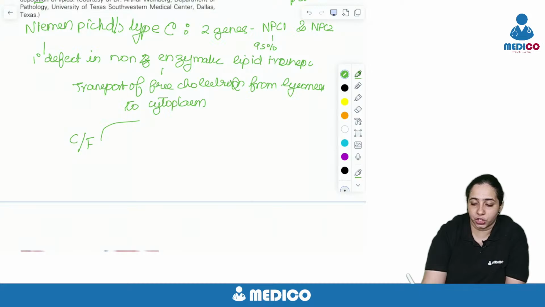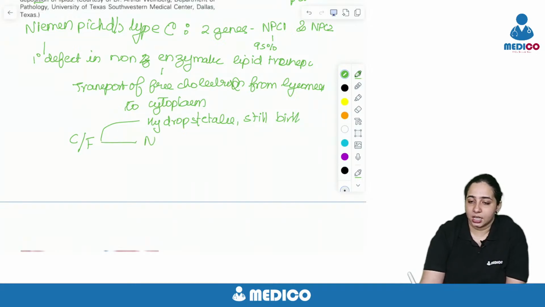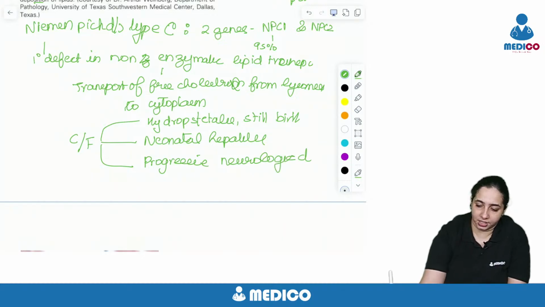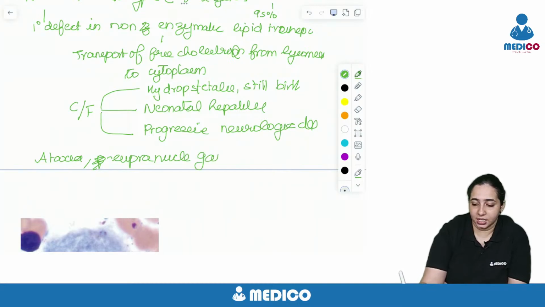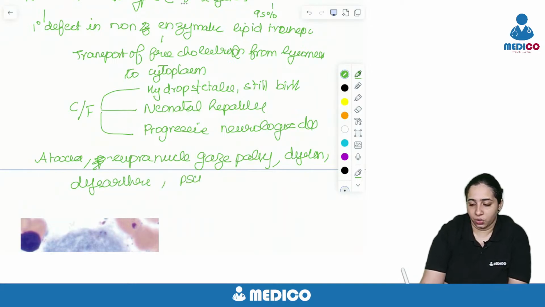So clinical features, it usually presents as hydrops fetalis, stillbirth, then as neonatal hepatitis, then as progressive neurological defect. Okay, so some other features can be ataxia, supranuclear gaze palsy, dystonia, dysarthria, and psychomotor regression.